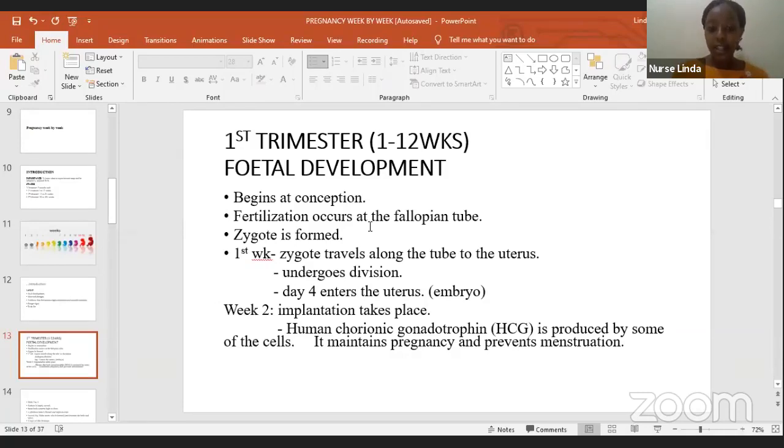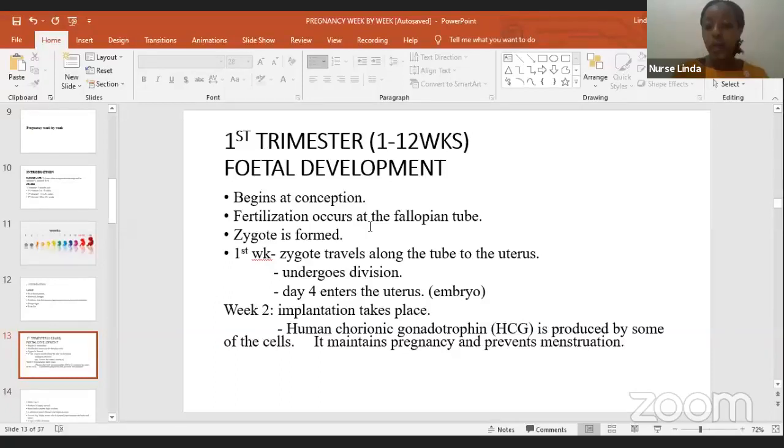And as it is traveling, it undergoes division. Remember, there were 2 cells at the beginning, and division means that these cells are dividing. Okay? And by the 4th day after conception, this zygote enters the uterus. And now when the zygote gets into the uterus, we have the embryo. In the 2nd week of pregnancy, that is when implantation is taking place. Implantation is just the embryo attaching itself to the walls of the uterus.